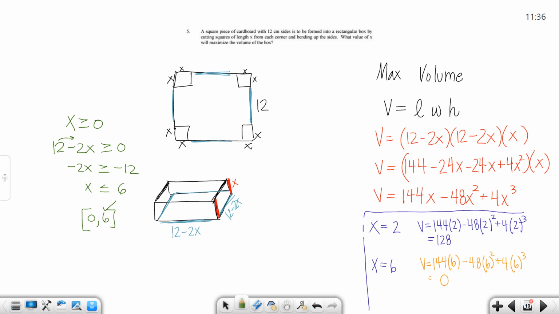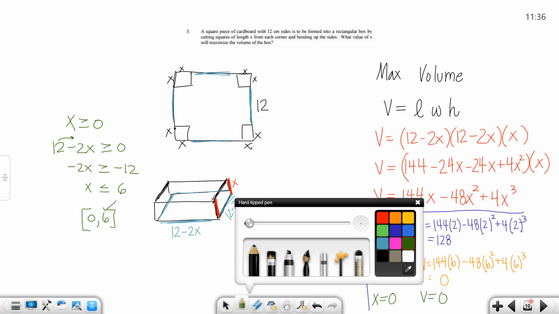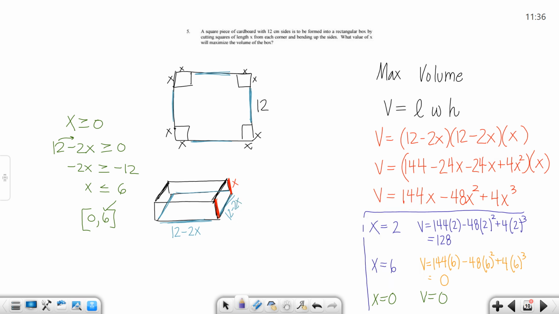I've already plugged in the 6, so that didn't work. And if you plugged in 0, you get 144 times 0 minus 48 times 0 plus 4 times 0 cubed. You get that the volume equals 0. So the domain didn't really help me any in this problem. Most of the time, it won't help you. So if you look back at our problem, 128 was my maximum volume. It says what value of x will maximize the volume. So the value of x that maximizes the volume is 2. That's your answer because that's what the question says.